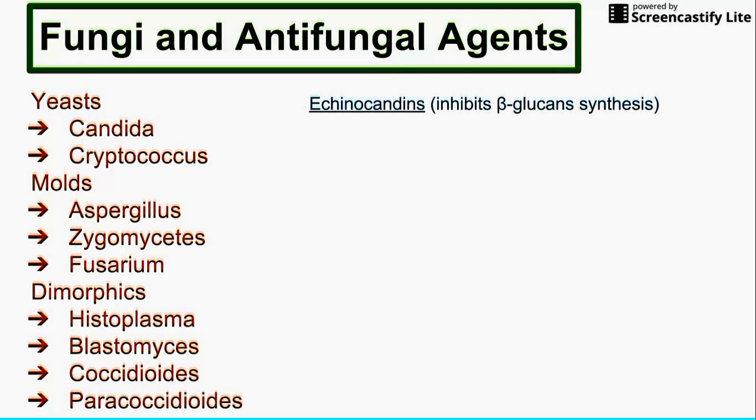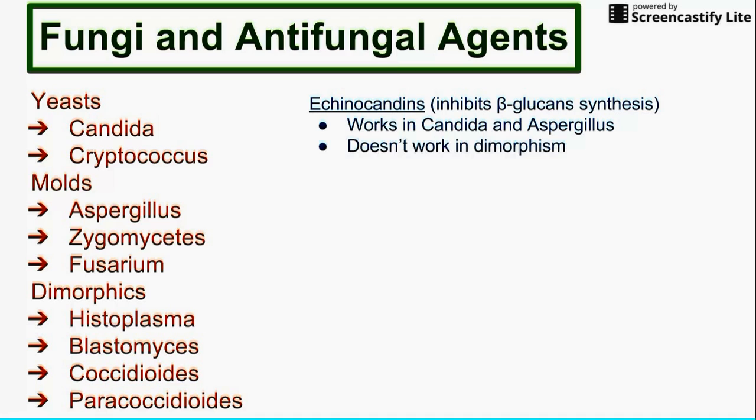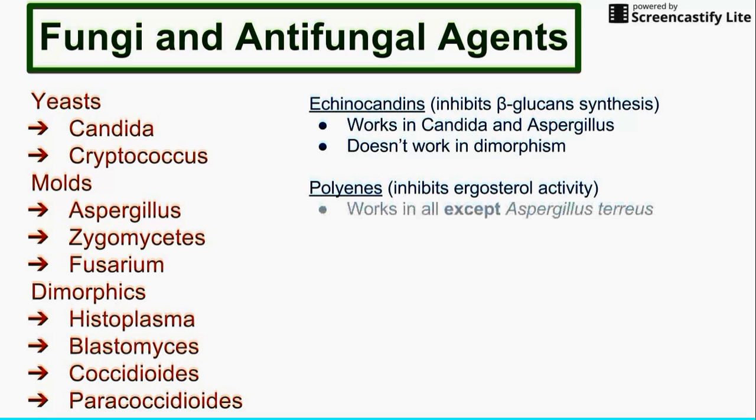Now we're going to talk about how the drugs that we talked about, the four antifungal agents, inhibit yeasts, molds, and dimorphics, and kind of their range. This is just a brief overview of the range of action of these antifungal agents. So echinocandins, again, the ones that inhibit beta-glucan synthesis, they work in the Candida and Aspergillus genuses, and they do not work on the dimorphic fungi. The polyenes, which, as we said, inhibit ergosterol activities, they work in all of these listed here except for this one Aspergillus species.